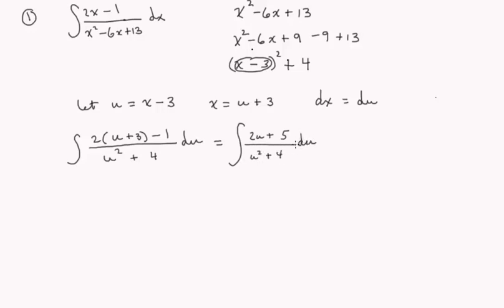Now, how do I integrate this? Well, this is like one of the ones in the integration extra credit problems that you did. And the trick here, there's a couple ways to do it. Perhaps you could try a trig sub. The easiest way is to break this into two fractions. Common denominator is already there, so you have 2u over u squared plus 4, and then we're going to add that to 5 over u squared plus 4 du. That's probably the easiest way to do this.